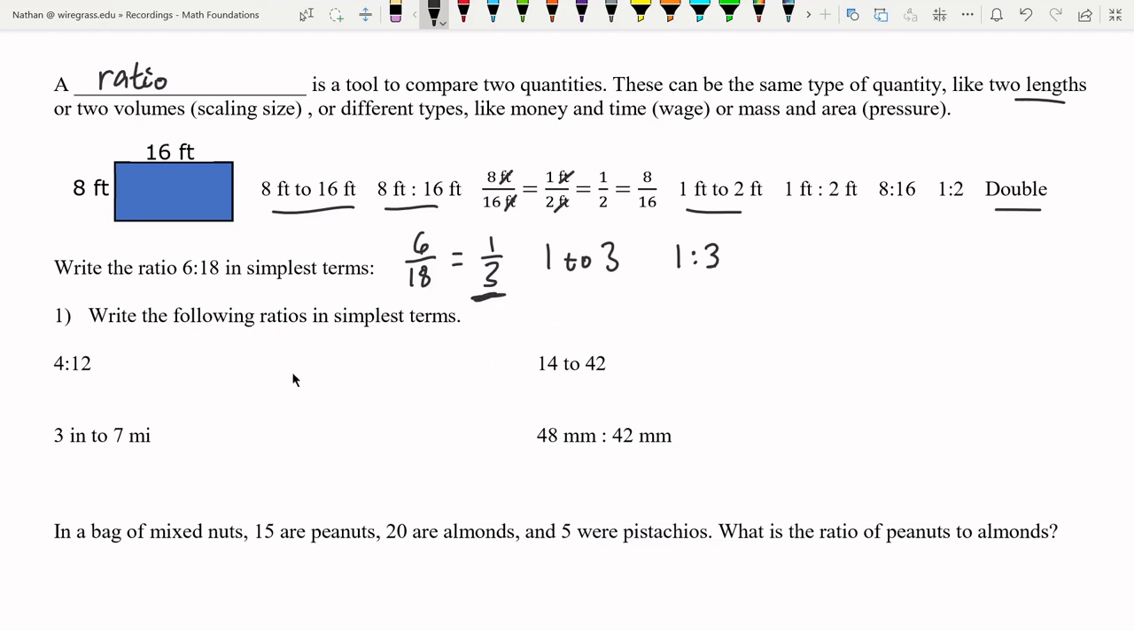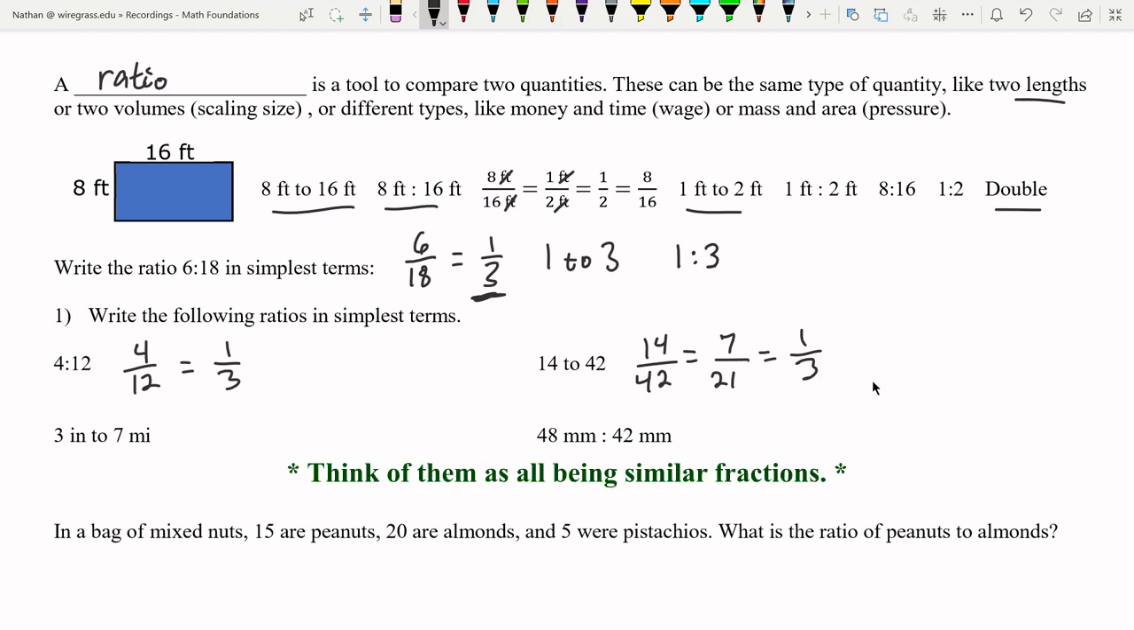Okay, write the following ratios in simplest terms. Well, we have 4 to 12. That's the same thing as 1/3 as well. It's actually the exact same thing as 6 over 18, that we get 1 over 3 here. 14 to 42. I can divide top and bottom by 2. Gives me 7 over 21. And 7 over 21 is once again 1 to 3. So again, these are all the same ratio. We're just looking at different formats for them. They can mean different things depending on the situation.